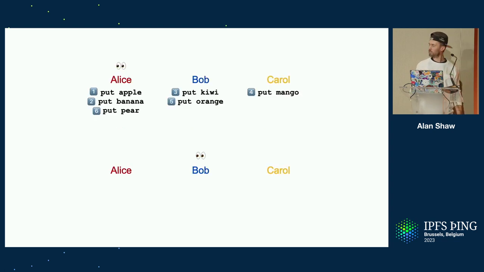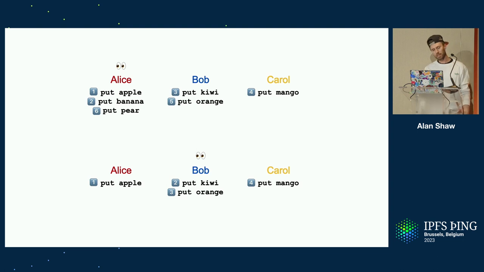But Bob, maybe due to network latencies, sees a slightly different order of events. So Bob sees Alice put that apple in first, but then he puts his kiwi in, then he puts his orange in, then he sees Carol put a mango in, then he sees Alice put a banana in, and then finally he sees Alice put a pear in. So we actually ended up with the same operations, but they arrived in different orders.